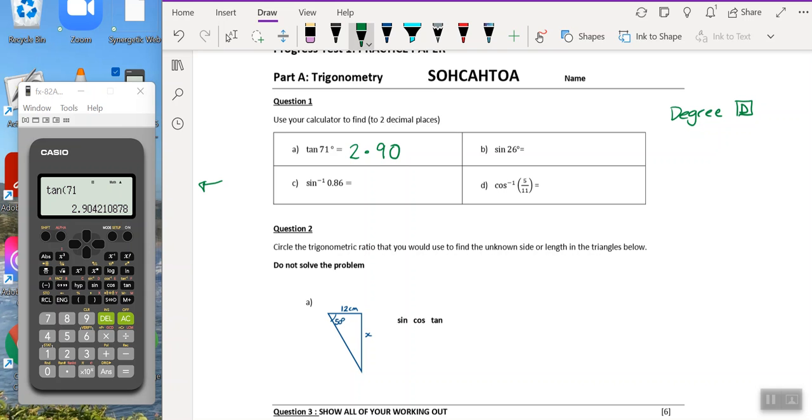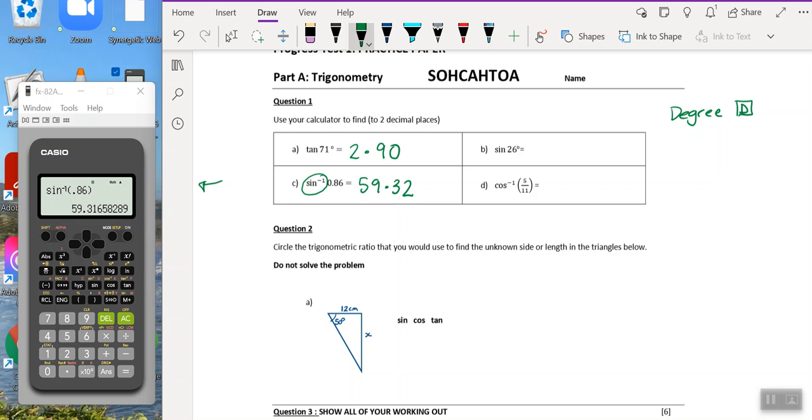For C, sine to the power of minus 1, 0.86. Well, that little sine to the minus 1 we find above the sine button on our calculator, so we have to press the shift button first. So I'm going to press shift, sine to the minus 1, and then put 0.86 in brackets, equals 59.32. Notice when I rounded off there, I needed to round up because the number after the second decimal was 5 or above. You should pause and do D yourself.